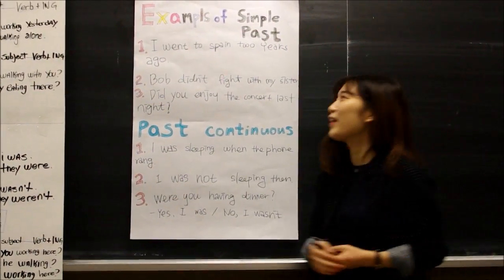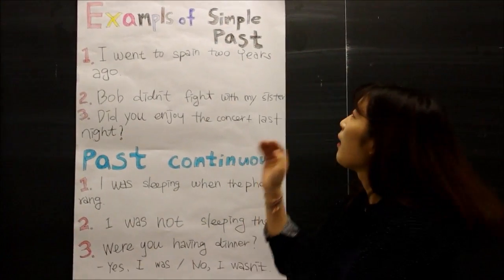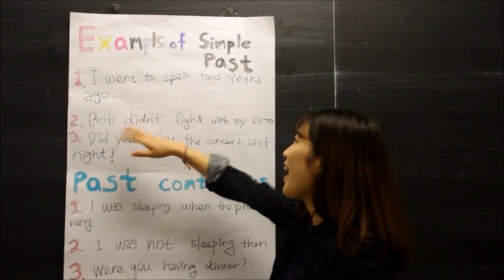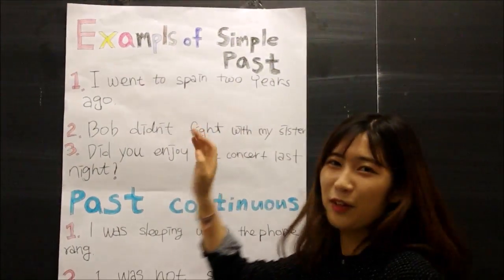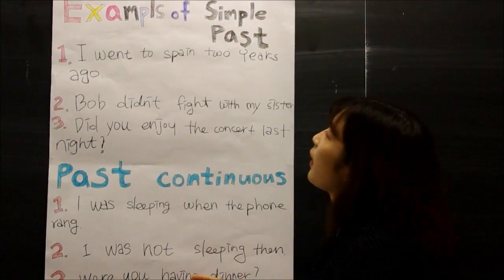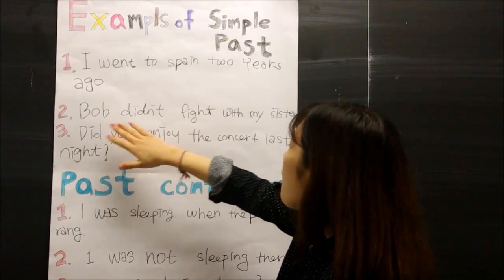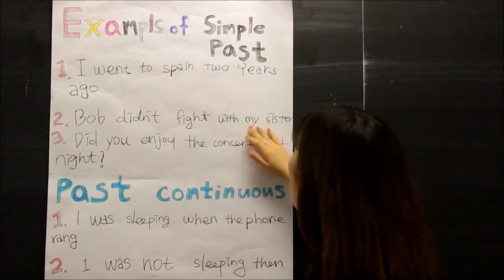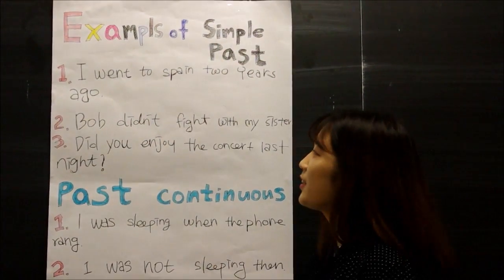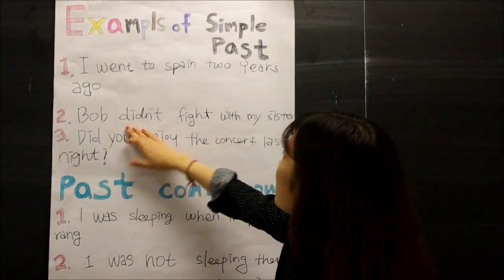Hello, this is Hei. I'm talking about examples of the simple past and past continuous. First, I talk about the simple past. First, I went to Spain 2 years ago. The went is the past simple of the verb go, so we can use went. And second, Bob didn't fight with my sister. Didn't is the past simple of the verb do, so we can use the negative didn't fight.